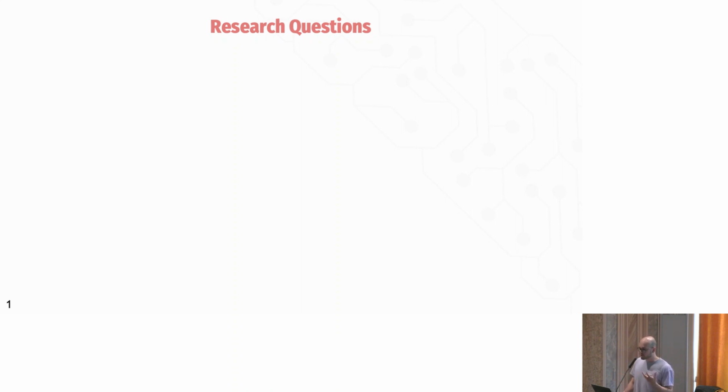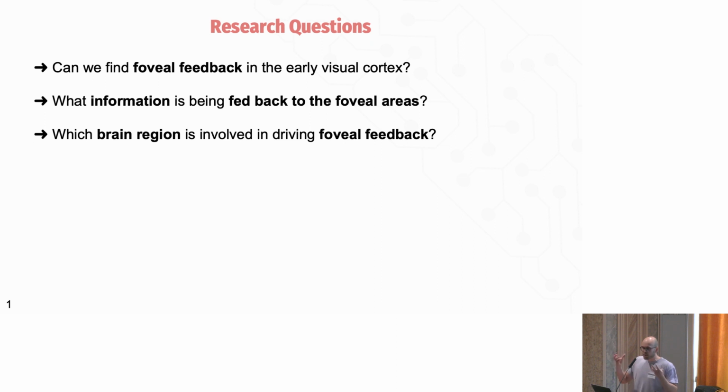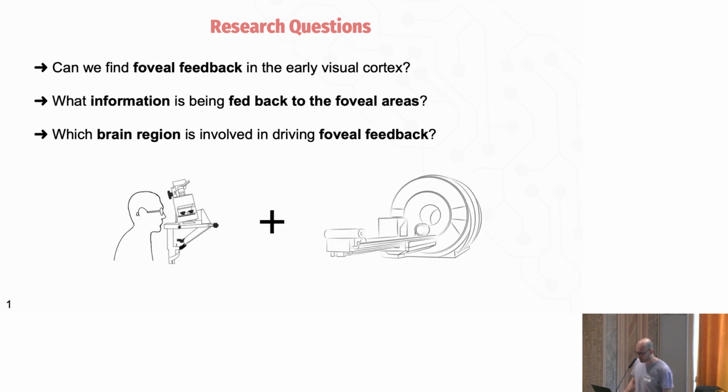So our research questions were, can we find this foveal feedback in the early visual cortex, or in the foveal parts of the early visual cortex? What information specifically is fed back if we find this activation? And then lastly, which brain regions might be involved in driving this? So potentially, where does this information come from in the higher cortices? And to assess these hypotheses, we designed a combined eye tracking and fMRI experiment where we used a gaze contingent design to get at this question.